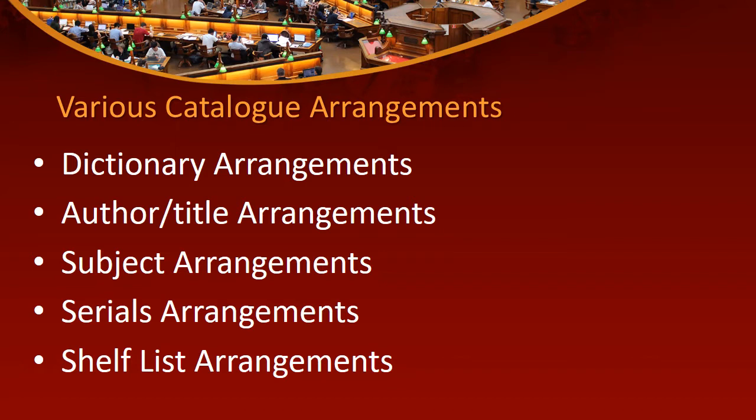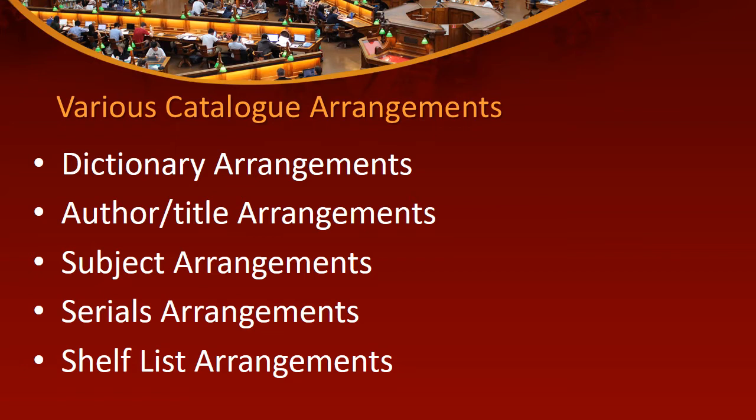Then the next one is subject arrangement. This one arranges all the books based on the subject. For instance, economics, then it arranges all the titles of the books in alphabetical order. Mathematics is written, then it arranges all the materials in alphabetical order, as the case may be. Then serial arrangement is another arrangement that arranges catalog as the materials come into the library. That is how it is being typed and arranged.